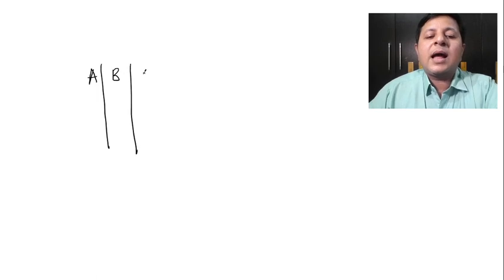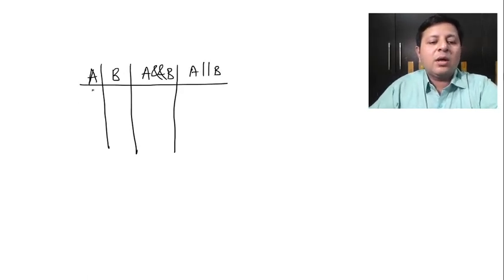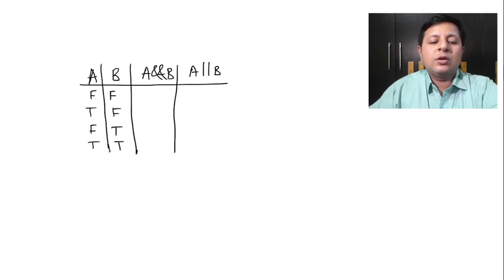Okay, so let's say if I've got A, if I've got B, I want A and B, okay, and I want A or B. Okay, so I'll have what? False, false, true, false, false, true, and true, true. Okay, these are the combinations which I can have.